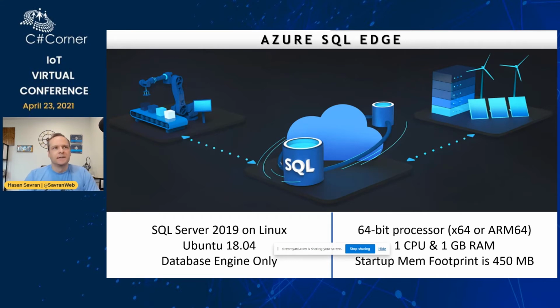It requires a 64-bit processor. It can be x64 or ARM64, which is the big item here, and that's why I can actually install this on a Raspberry Pi. It needs one CPU and at least 1 gig of RAM. Whenever you start SQL Edge without doing anything, its memory footprint is going to be 450 megabytes. So depending on what you are trying to do, you might need much more than 1 gig of RAM. That's just the minimum, but I would suggest at least 2 or 4 for sure.